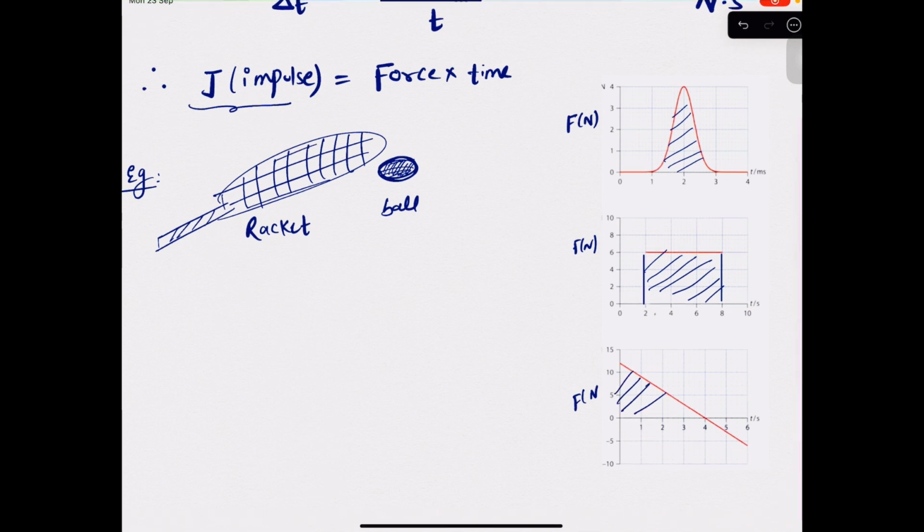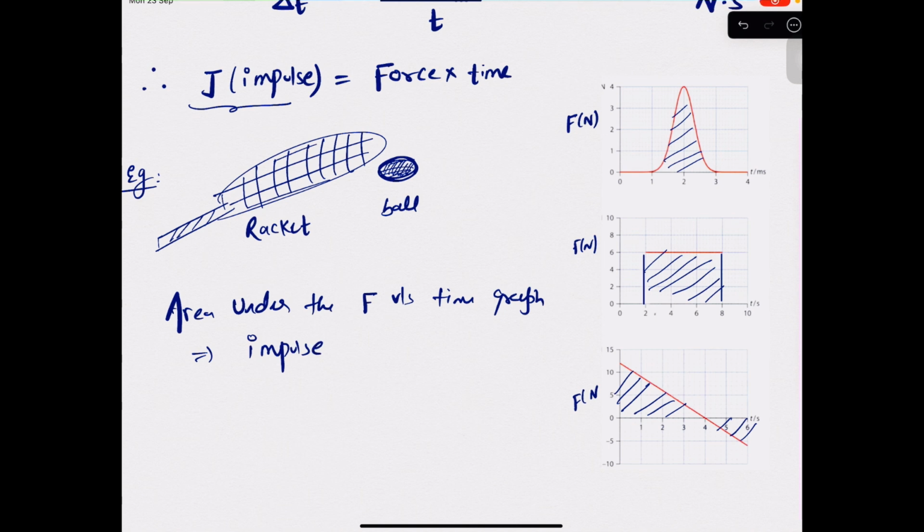Similarly this as well, the third. So whenever I calculate the area under the force versus time graph, that will tell me the impulse, and I'm going to equate it to mv minus mu to find out the velocity, or to find out the mass, depending upon what has been given.